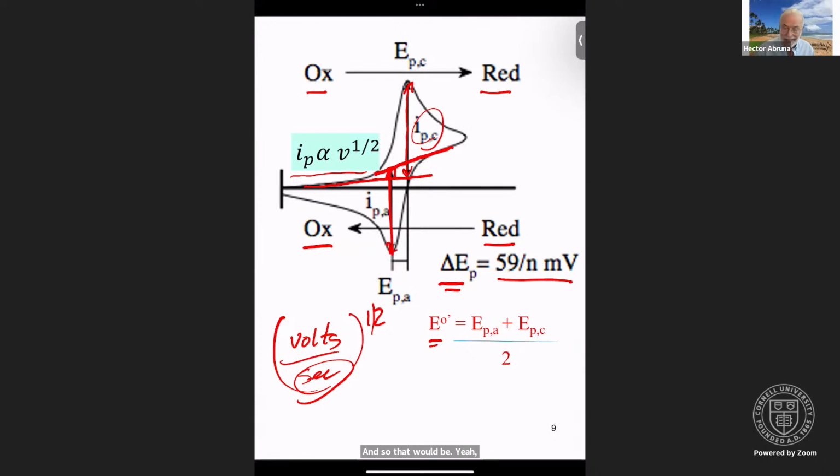For a process that is chemically reversible, meaning both ox and red are chemically stable entities in the time frame of your sweep, then I peak anodic over I peak cathodic should be equal to 1.